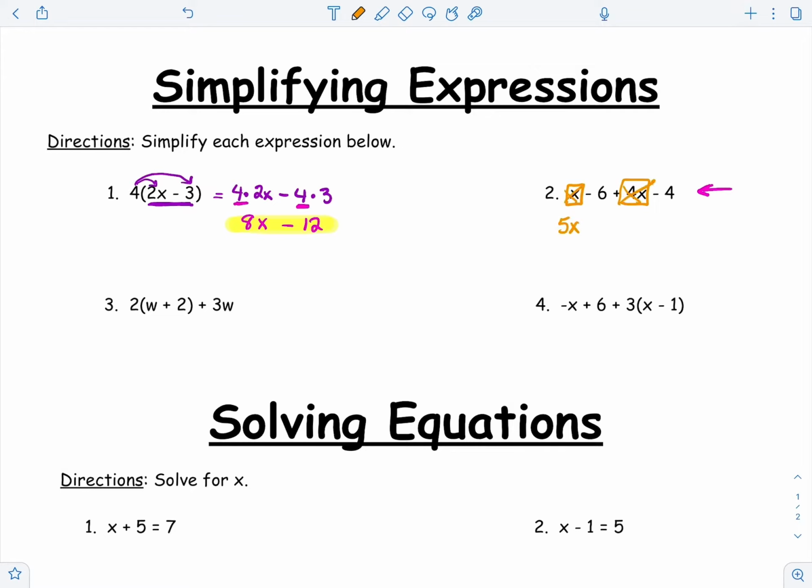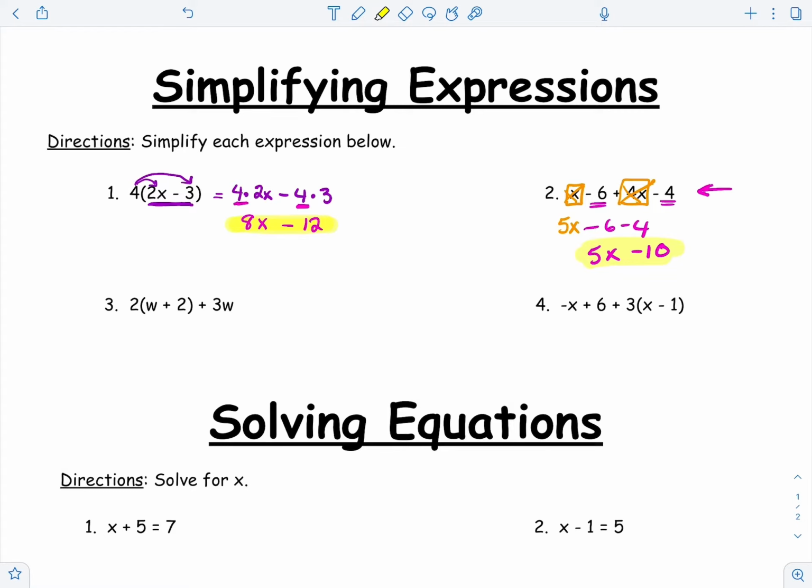And what we're left with is negative 6 minus 4. So negative 6 minus 4 is negative 10. So this is 5x minus 10. 5x and 10 are not like terms. Therefore, we're done with our simplifying, and this is our final answer.